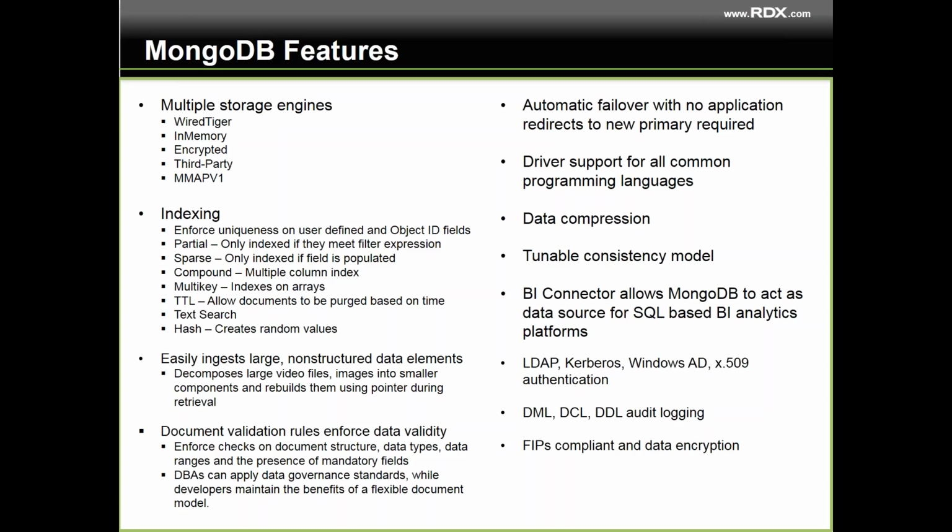We also learned that we could lose our primary server and not be required to change the application code to point to the new primary server. One of the big benefits of MongoDB is it provides a BI connector. One of the challenges these NoSQL architectures have is because they don't store data in relational rows and columns, they can't be accessed by a whole host of third-party SQL-based BI analytics products.